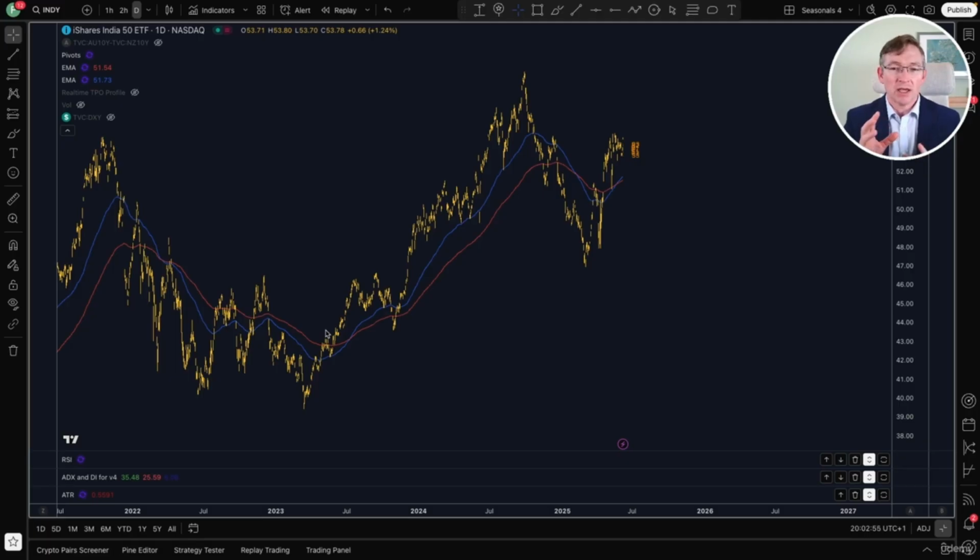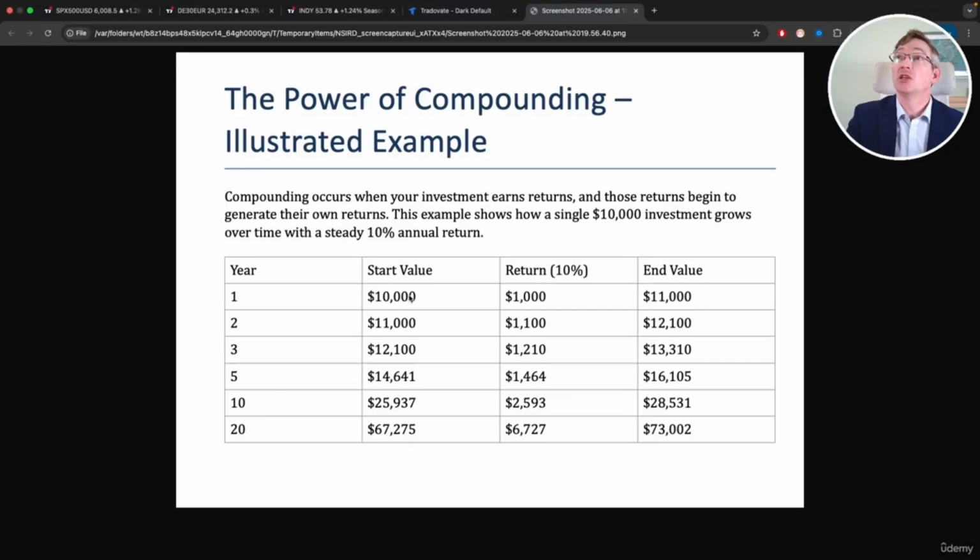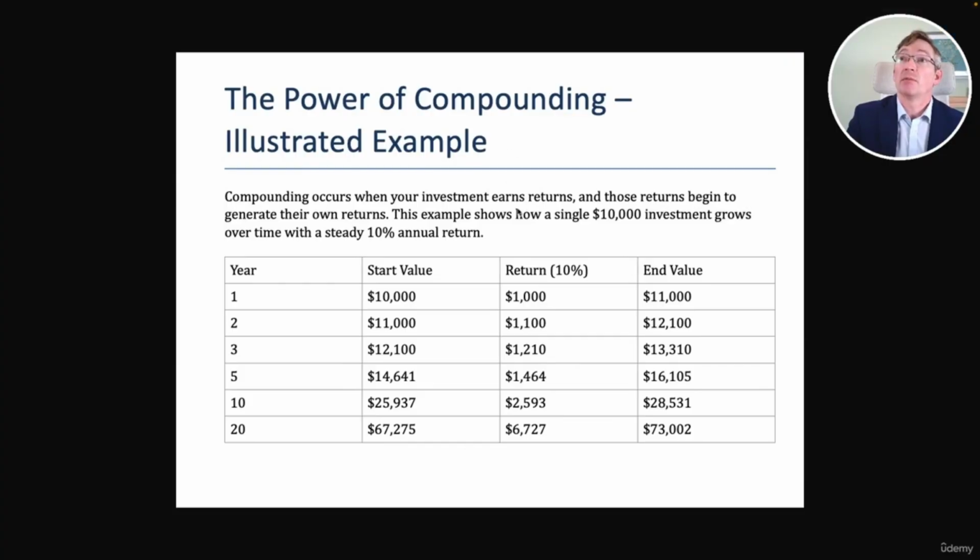So while market timing can feel tempting, you think, oh, I'd really like to try to do this, I just want to get on top of the macro story, I can outsmart the market. It's very hard to do. Discipline does beat prediction.